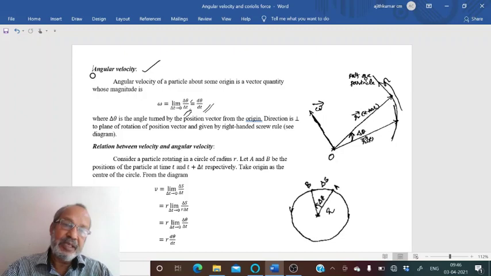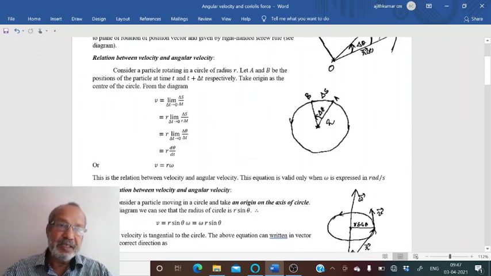This angular velocity is actually a vector. This is the direction of the angular velocity. It is perpendicular to the plane of rotation. This is the plane of rotation, and the direction is perpendicular to it, given by the right-handed screw rule. You have to rotate a right-handed screw in this direction and obtain the proper direction of omega, or angular velocity. Now let us see what is the relation between linear velocity and angular velocity.